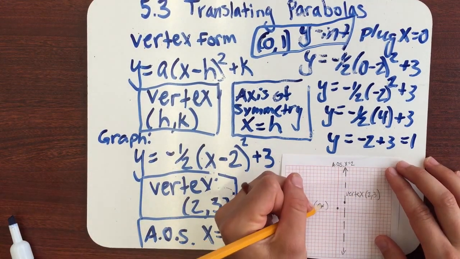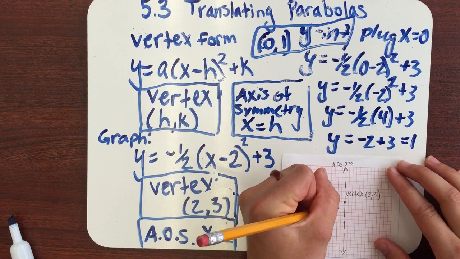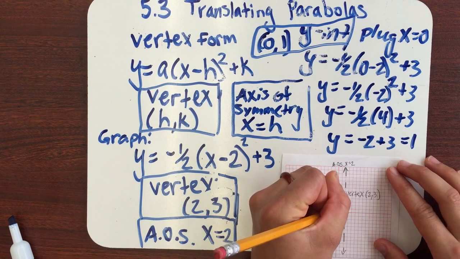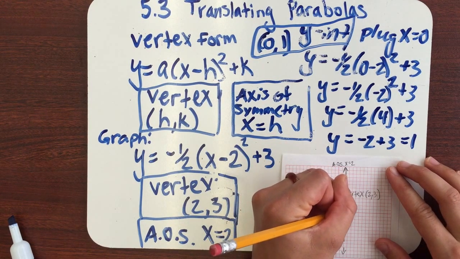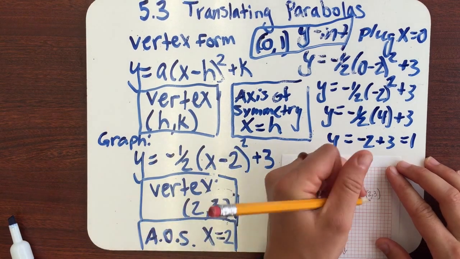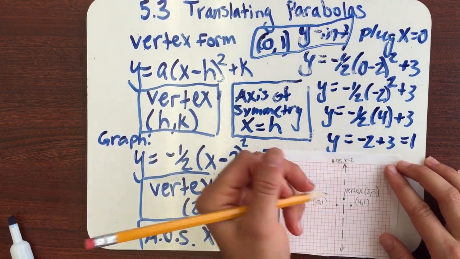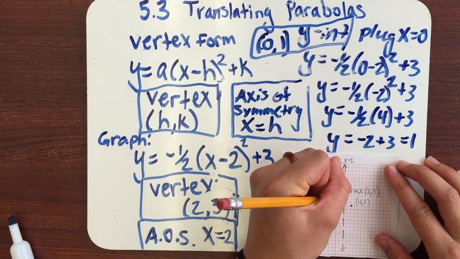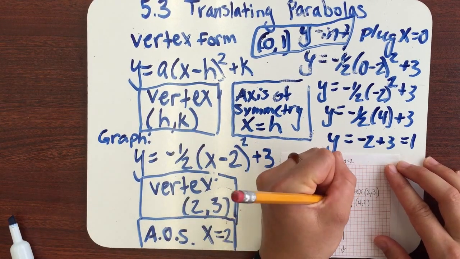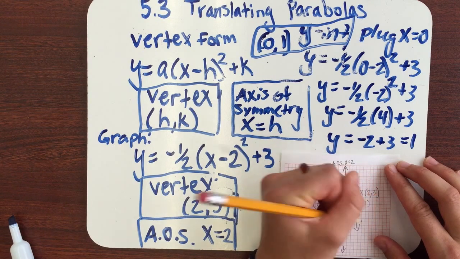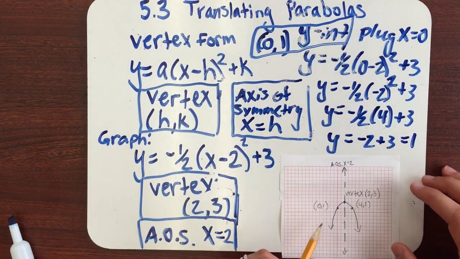And we can find the corresponding point to (0, 1). This is 2 units away from the axis of symmetry, so you go another 2 units away. Therefore you're going to be at the point (4, 1). This will be enough to draw in our parabola, but if you wanted to find the x-intercepts, you can find them by setting y equal to 0.